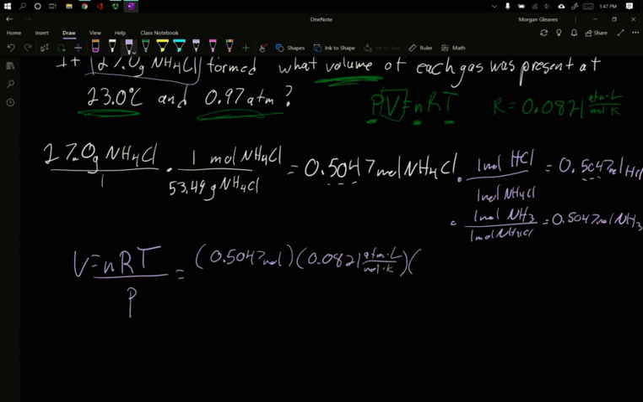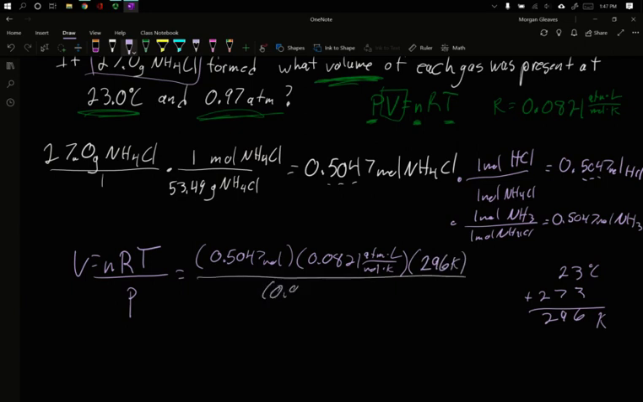My temperature, well, 23 Celsius, well, we have to be in Kelvin. So 23 degrees Celsius plus 273 is 296. We are at 296 Kelvin. And our pressure, 0.97 atmospheres. What we'll find is that our volume is equal to 12.64 liters, and we had really just 2 sig figs.